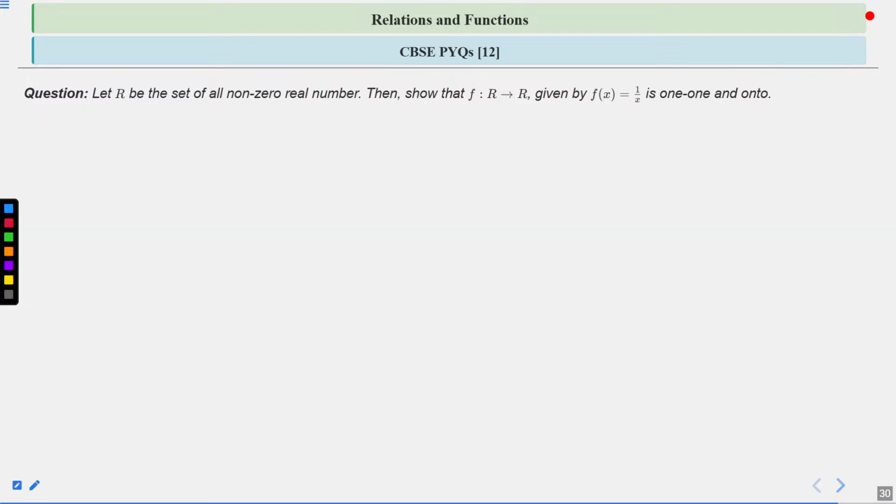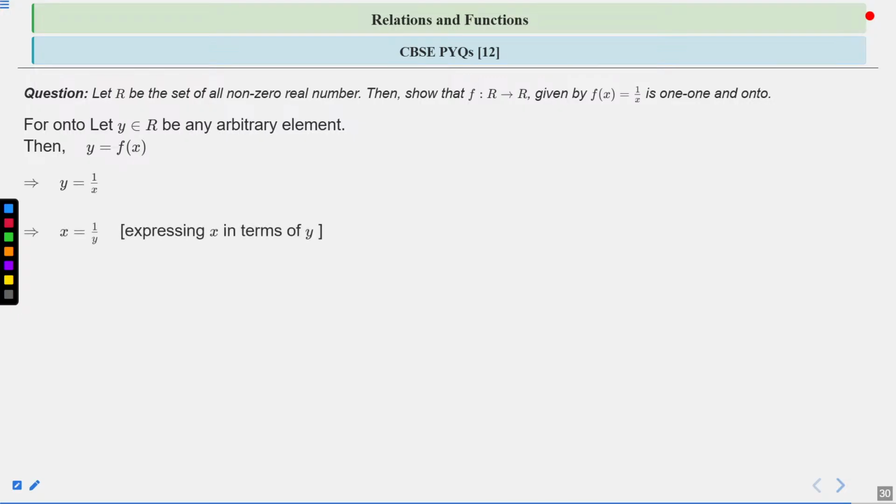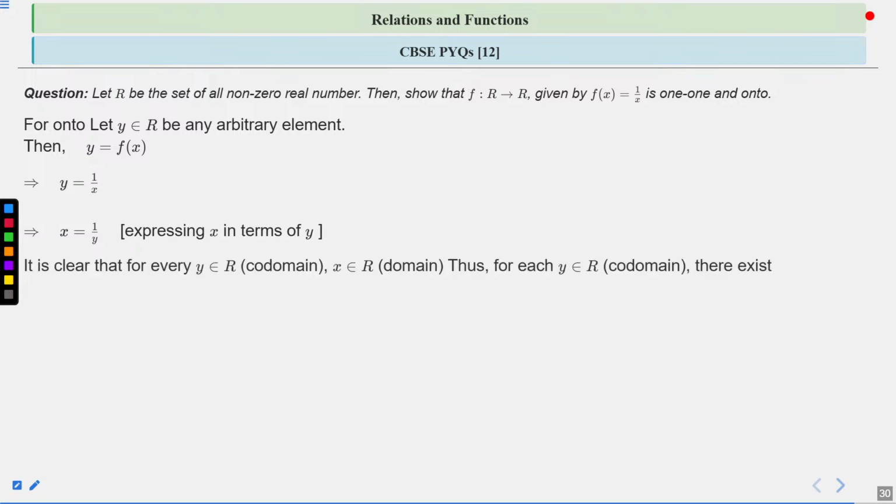Now let us check for its onto function. For onto, let y belong to R be any arbitrary element. Then y is equal to f(x), so y can be written as 1 by x. This implies x is equal to 1 by y, expressing x in terms of y. It is clear that for every y belonging to R in the codomain, x belongs to R in the domain.